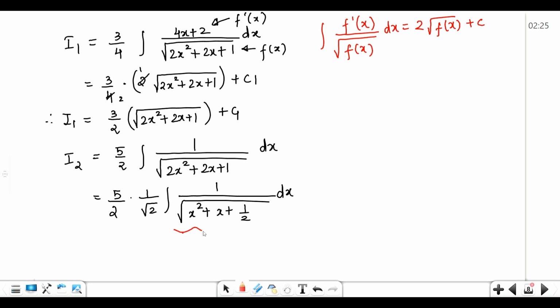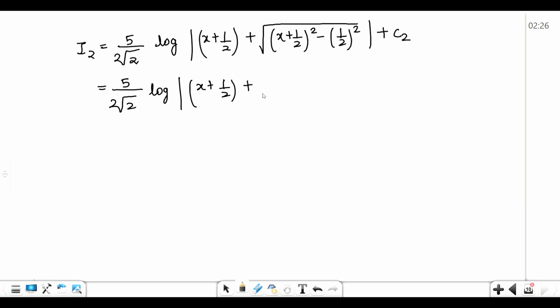If you just open that part, you will get this term only. So you don't need to write it down again or expand it. You can just copy it from here. So that will be under root of x square plus x plus 1 by 2, plus c2. So that's it, we have got the value of I2.